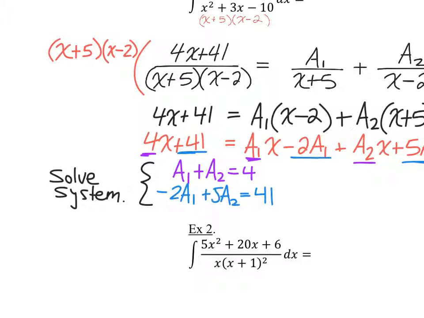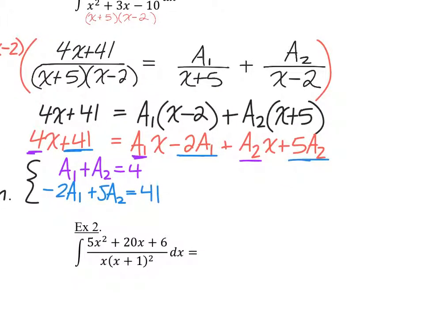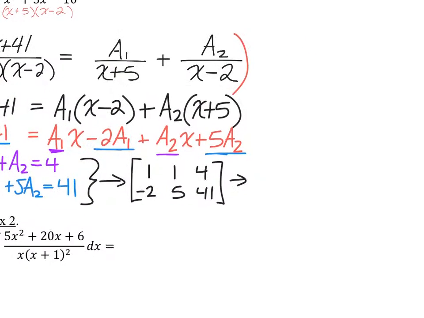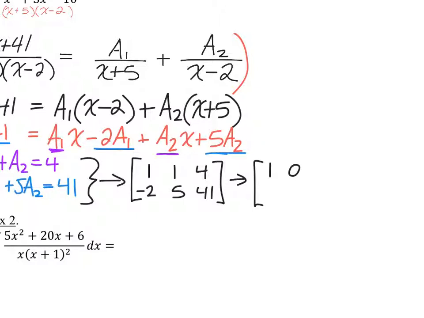Why wouldn't I want to do that? All right, so what this amounted to, and I'll embed that video later on. We had these coefficients, 1, 1, 4, negative 2, 5, 41. Using the row reduction technique, this simplified to 1, 0, what was it, negative 3, 0, 1, and 7.